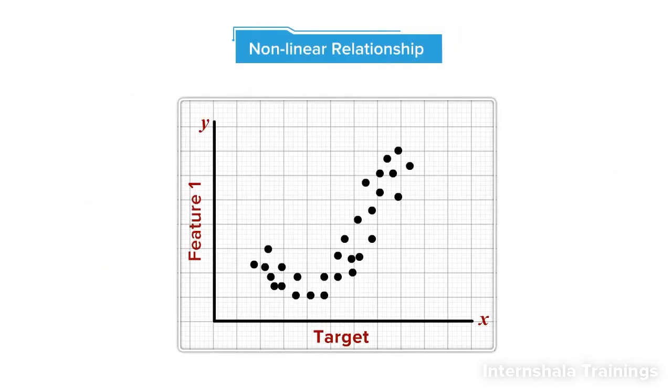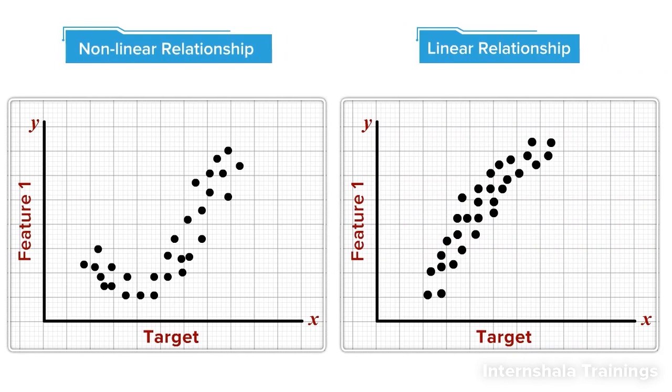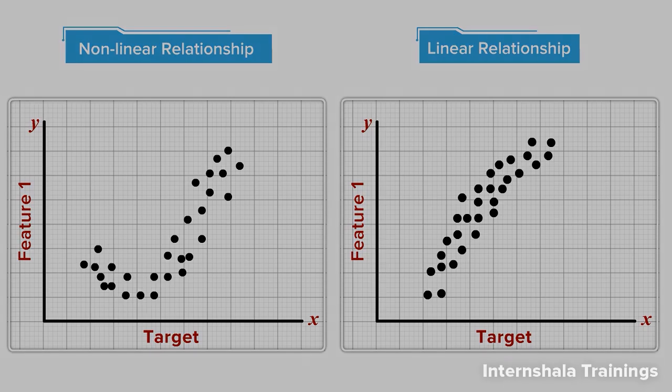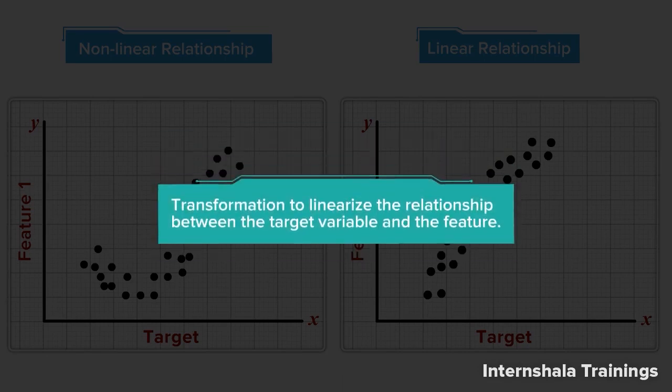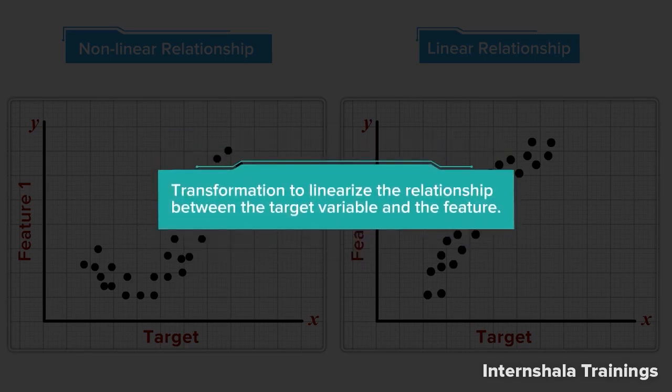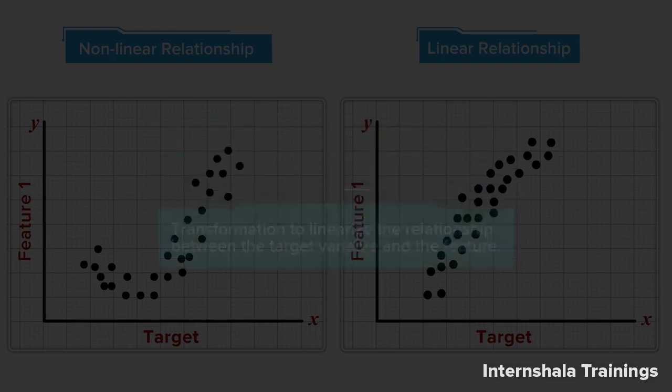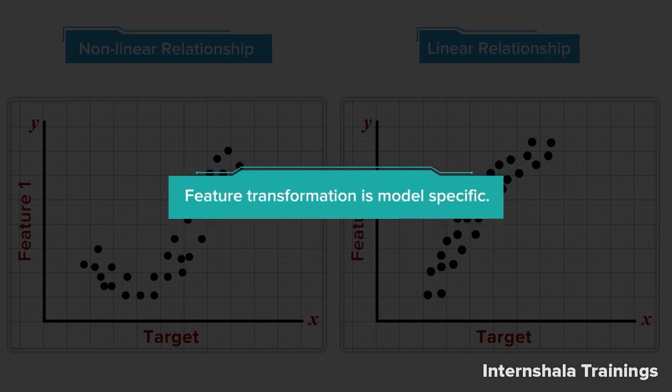For example, look at the plot showing relationship between target and a feature. This shows that the relationship is non-linear. And we know that for some models like linear regression, it is necessary to have a linear relationship between the dependent and the independent variables. So in this case, we should transform the input variable in a way so that the relationship between the target variable and the feature is linear. So this method is model specific.